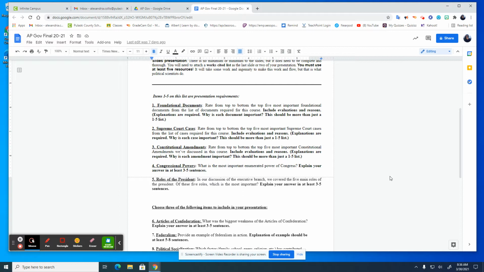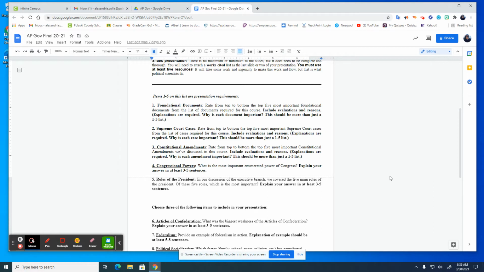So you're going to include your reasoning for why each foundational document is important. So those explanations are required. You're going to explain why each document is important, why number 1 is most important, why number 5 is important, okay? And this should be more than just a 1 to 5 list. So if you just list Constitution, Articles of Confederation, Federalist, and so on, you're not going to get full credit for that. In order to receive credit, you have to have explanations for why this document is important.